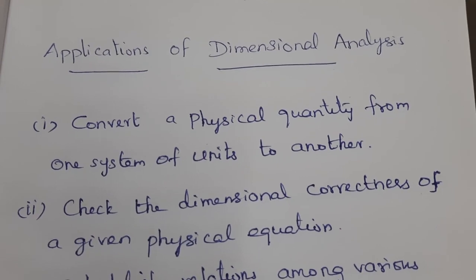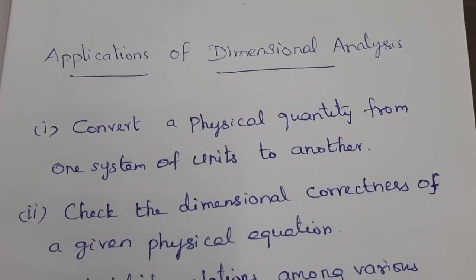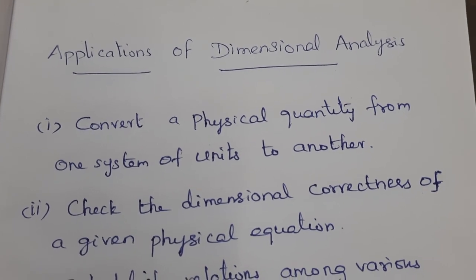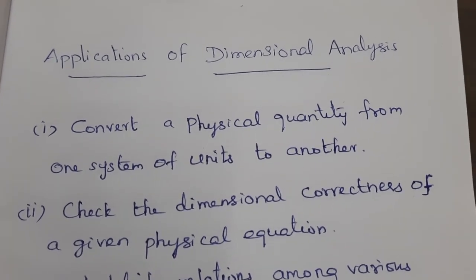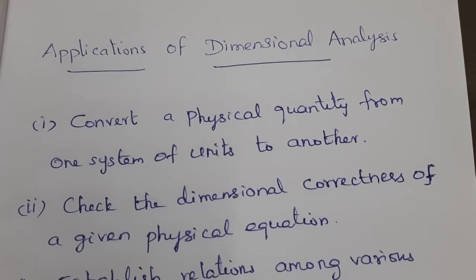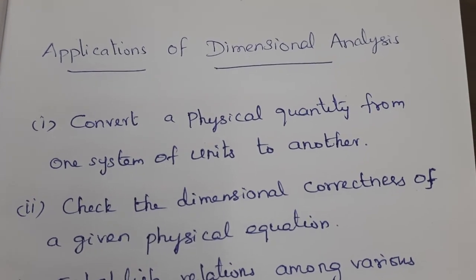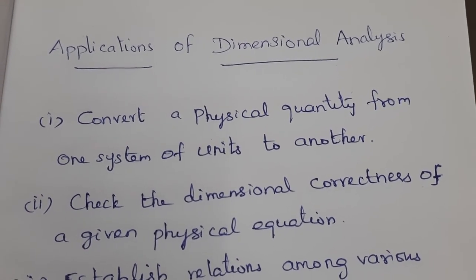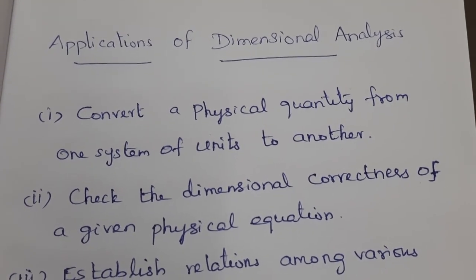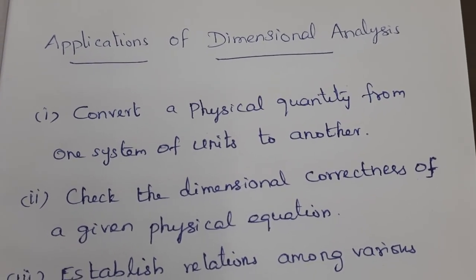In the previous physics class, we have discussed dimensional analysis. So what is meant by dimension? The dimensions of a physical quantity are the powers to which the units of base quantities are required to represent the derived units of that quantity.